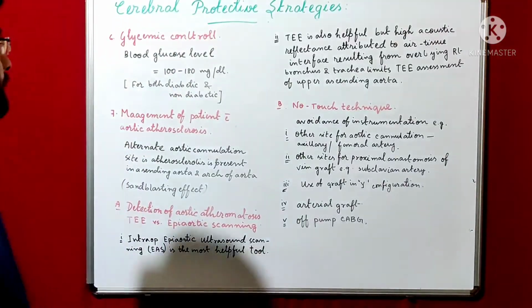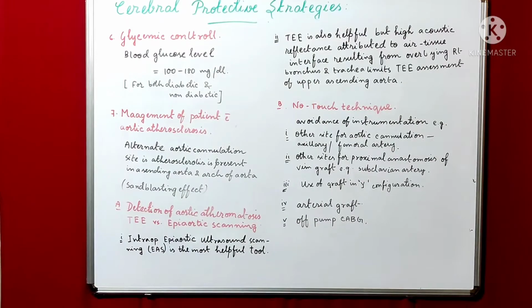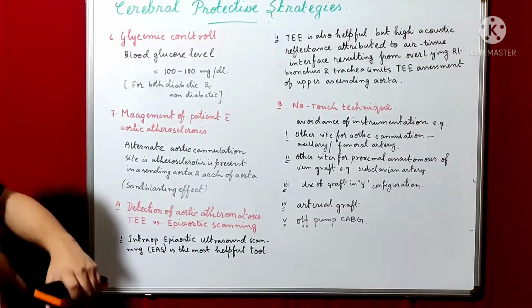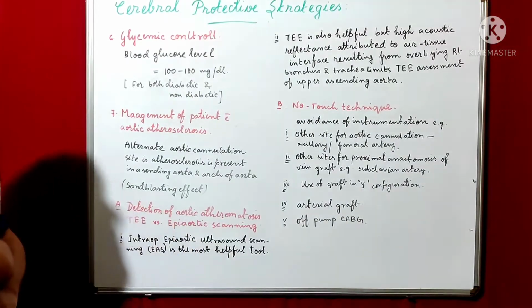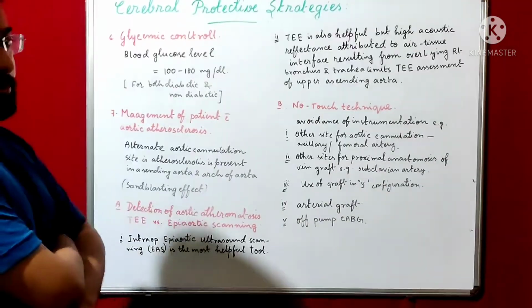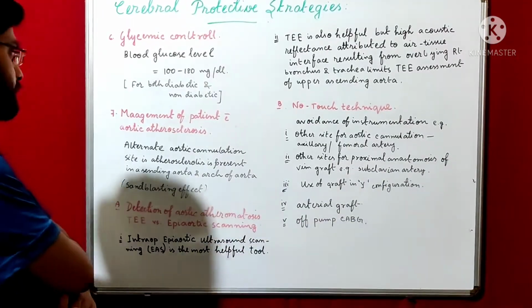Next is glycemic control. The blood glucose level during CPB must be maintained at 100 to 180 milligrams per dL for both diabetic and non-diabetic patients.